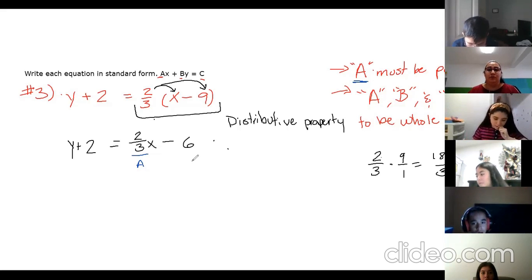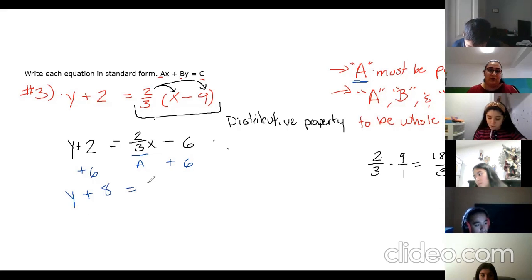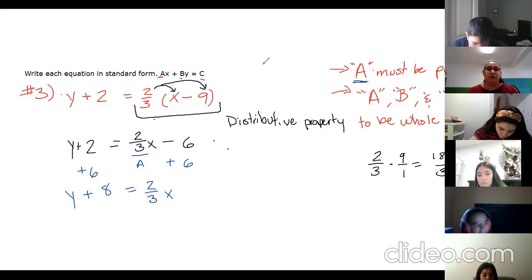We can add the 6. Exactly. Okay. If we don't want to move the 2, then we can move the 6. Remember, that's the only catch. We want to keep the A positive. So we're going to add 6 instead of subtract 2. So we're going to have y plus 8 is equal to 2/3 x. Okay. We're getting closer. What else do I need to do?